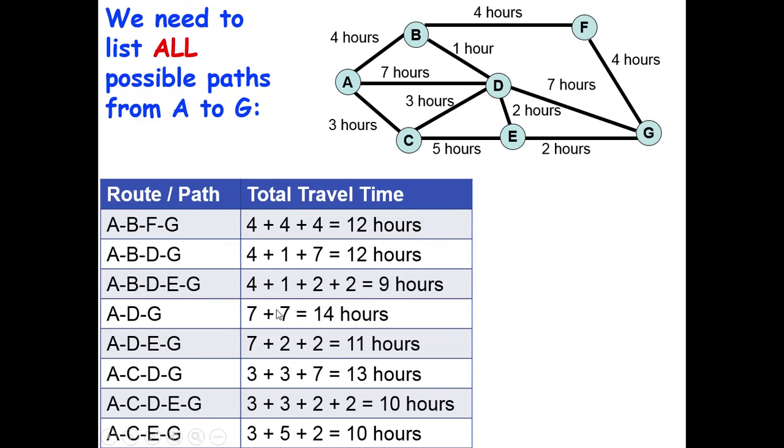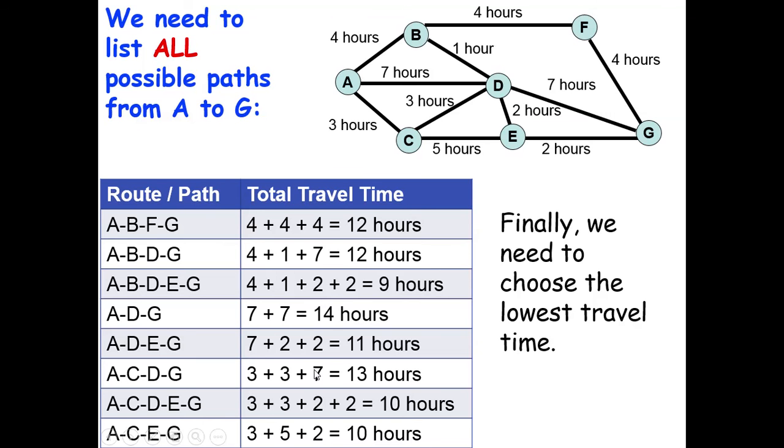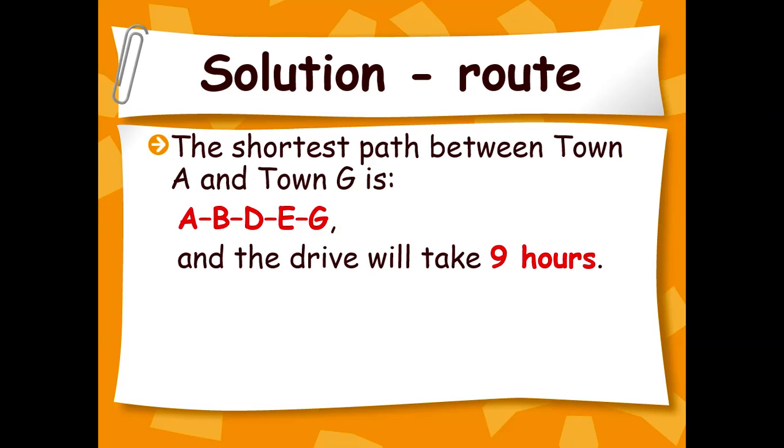So there's our total travel time. What we need to do now is find the smallest, the lowest travel time. And the lowest travel time is this one here of 9 hours, and that's if we went from A to B to D to E to G, that would only take us 9 hours to travel. So that's our shortest path. Our shortest path between town A and town G is to go from A to B to D to E to G, and the travel time of the drive is going to take 9 hours.